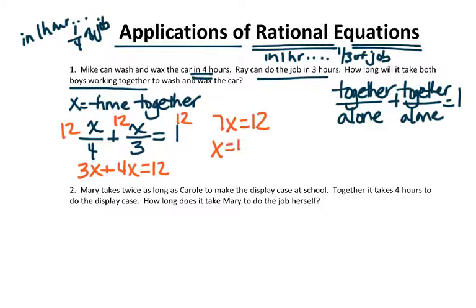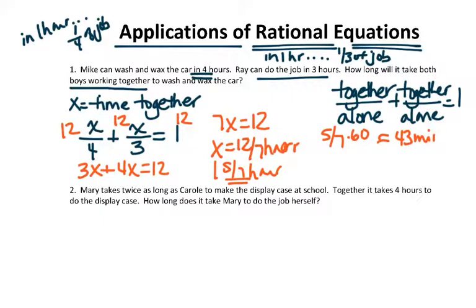But what is really 12/7 of an hour? Well, you could say it's 1 5/7 of an hour, but how many minutes is 5/7 of an hour? How would we figure that out? Right, times it by 60, and 5/7 times 60 is about 43 minutes. So we would say approximately 1 hour, 43 minutes.